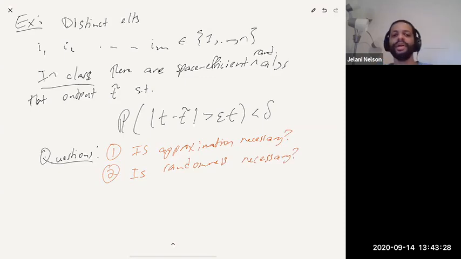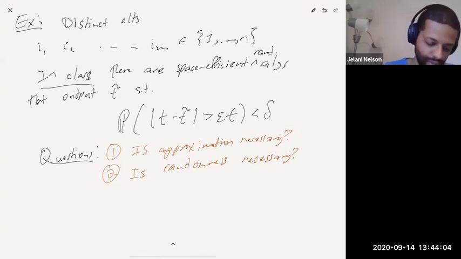Okay. And so for example, when I say is approximation necessary, what I mean is, could we hope to have a randomized algorithm which with probability 2/3 outputs the number of distinct elements exactly, and with probability 1/3 might fail to do so? And when I say is randomness necessary, I mean, could we have a deterministic algorithm which is always guaranteed to output the number of distinct elements to within, say, 10% error? And also we want this algorithm, of course, to use sublinear memory. We want it to use very small memory.